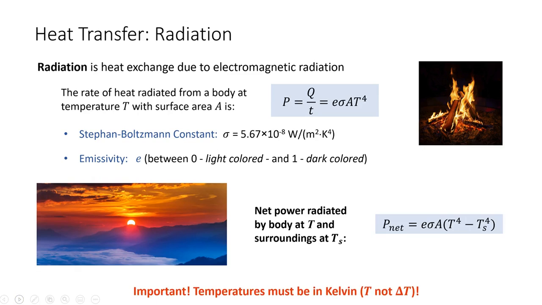All right, and then I'll just remind you that it's very important in these equations to convert into Kelvin. You'll notice the units of the Stefan-Boltzmann constant are in terms of Kelvin to the fourth, which means that our temperature also needs to be in Kelvin. This is not a change in temperature.